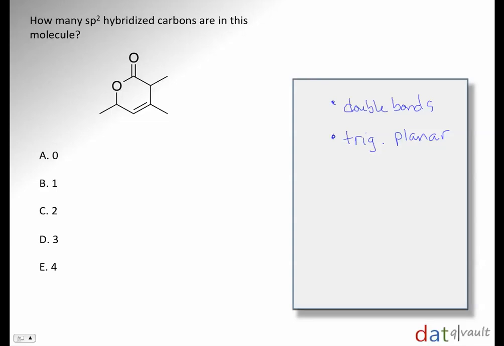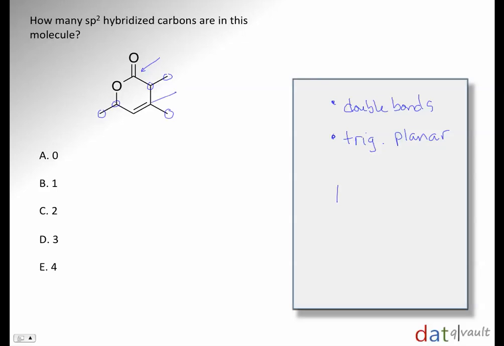So let's look at each of these carbons and see which ones fit this bill. This carbon right here, bonded to oxygen, has a double bond to oxygen, and the geometry is trigonal planar. So that one's definitely sp2 hybridized. These two carbons here are bonded to 4 different atoms apiece, and the geometry around them is tetrahedral, and there's no double bonds. Those are actually sp3 hybridized carbons, as are these two right here, and also this carbon right here. So those are all sp3 hybridized tetrahedral carbons.